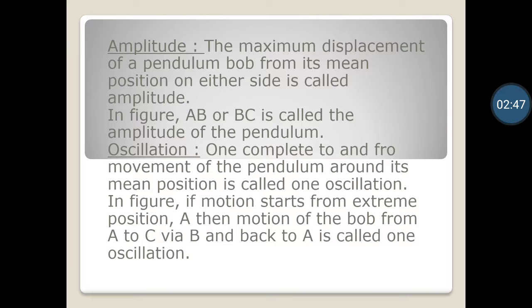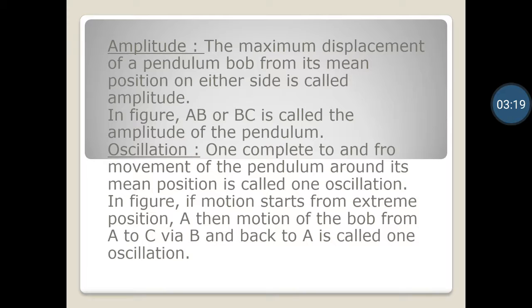Now some definition terms. Amplitude: the maximum displacement of a pendulum bob from its mean position on either side is called amplitude. In the above figure, AB or BC is called the amplitude of the pendulum, and AB is always equal to BC.